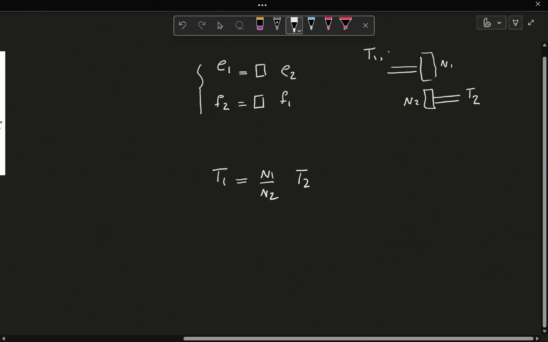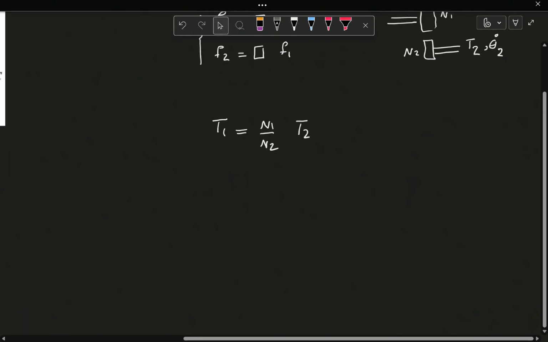Similarly, if you assume that you have omega 1, or theta dot 1, as the angular velocity, which is the flow on the first side, and theta dot 2 as the angular velocity, which is the flow on the second side, then you have the same constant number, N1 over N2. On the left side you will have the flow on the second side, and on the right-hand side, you will have the flow on the first side.